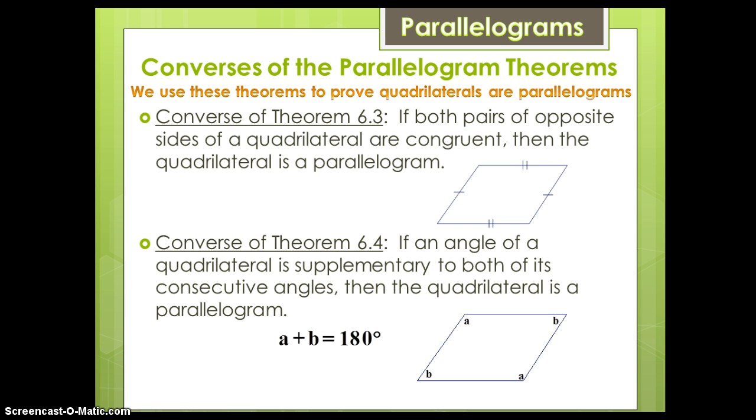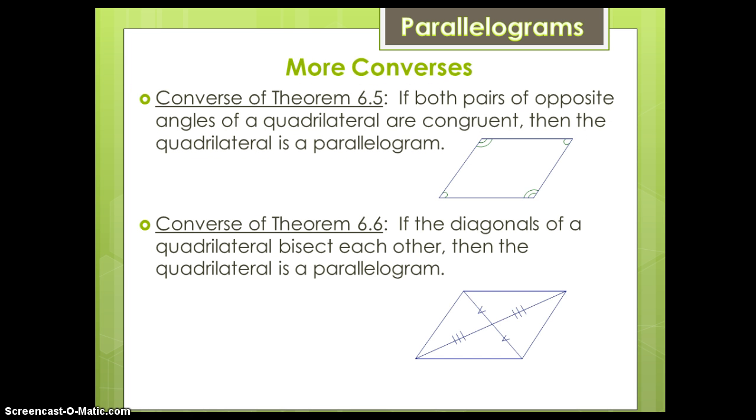Converse of theorem 6.4 says if an angle of a quadrilateral is supplementary to both of its consecutive angles, then the quadrilateral is a parallelogram. So again, if we know that A plus B adds to 180, we know the shape is a parallelogram. Converse of theorem 6.5 says if both pairs of opposite angles of a quadrilateral are congruent, then the quadrilateral is a parallelogram. So if we know that the opposite angles are congruent, we also know it's a parallelogram.